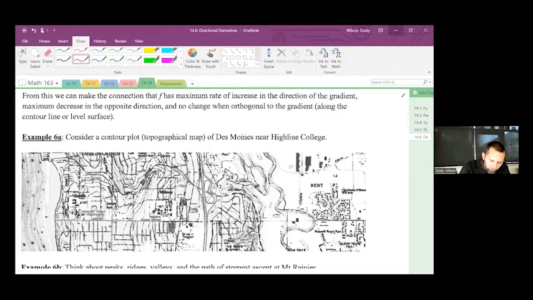The first of these topo maps is right here of our very own Highline College. In case you're wondering where we are, right about this point here. That's us for our class. If you look at the contours, they look something like this. It's a little bit difficult to see.